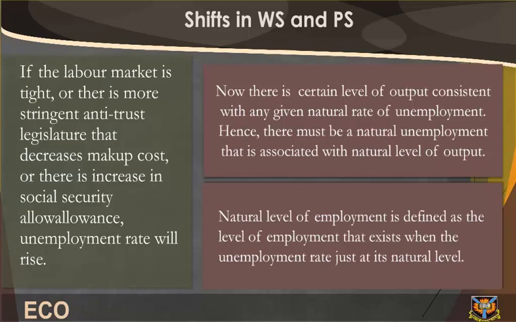Now, there is a certain level of output consistent with any given natural rate of unemployment. Hence, there must be a natural level of employment that is associated with the natural level of output. Natural level of employment is defined as the level of employment that exists when the unemployment rate is just at its natural level.